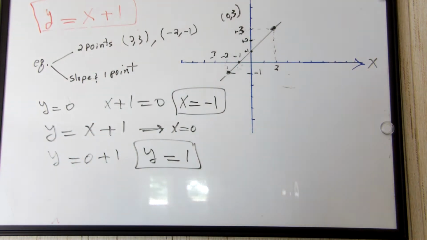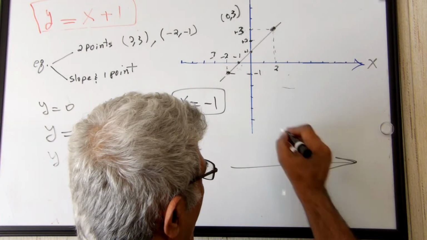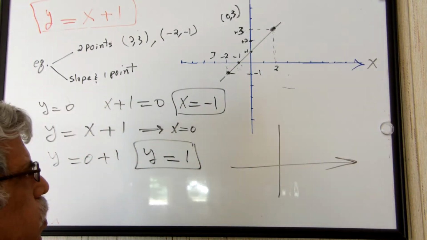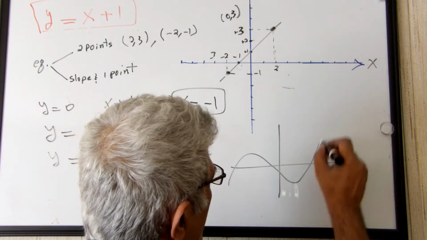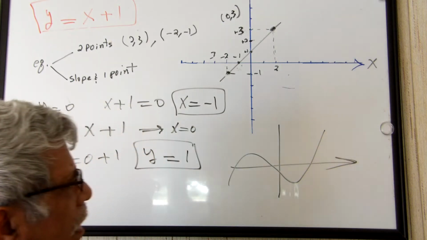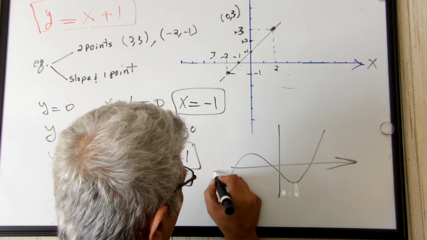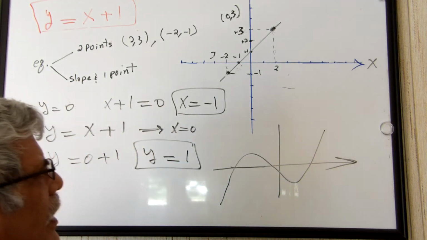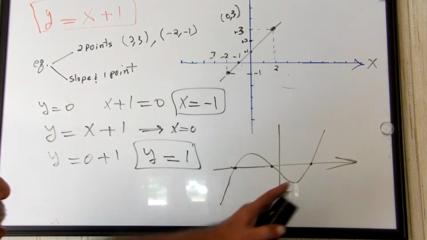But mostly we want to know where it intercepts. You find all kinds of equations, and you see all kinds of graphs, something like this. It intercepts this graph at this point, this point, this point. These are the answers of this.